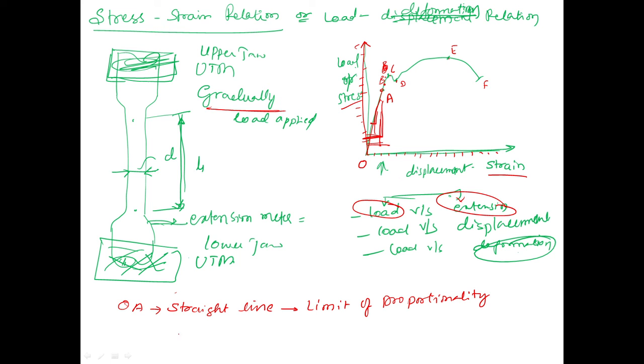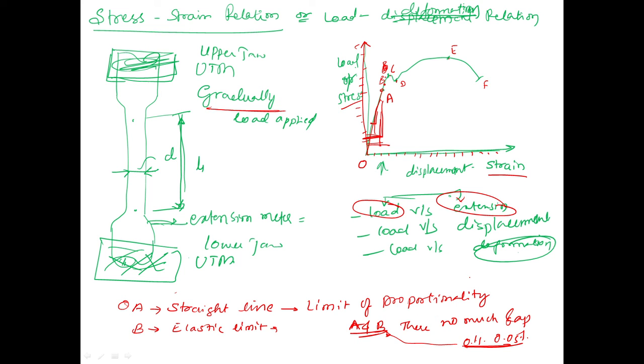Now point B is called as elastic limit. So now between point A and B there is no such too much gap. There is hardly 0.1 percentage or 0.05 percentage. So for that reason, some authors say both are the same: limit of proportionality is the same as elastic limit. Some books have differentiated them.